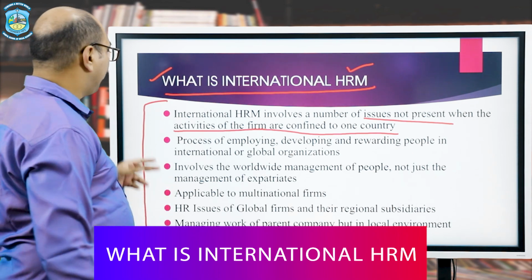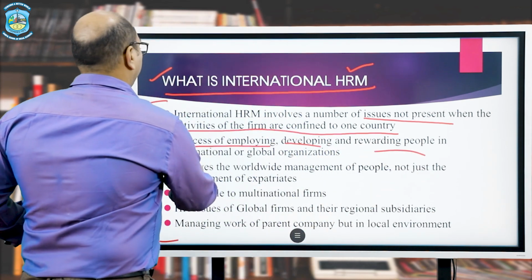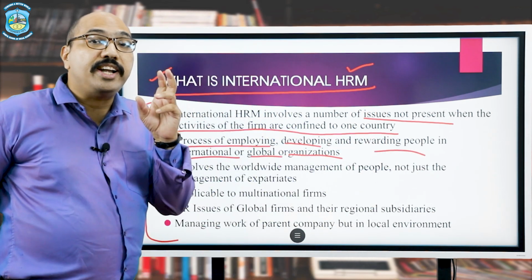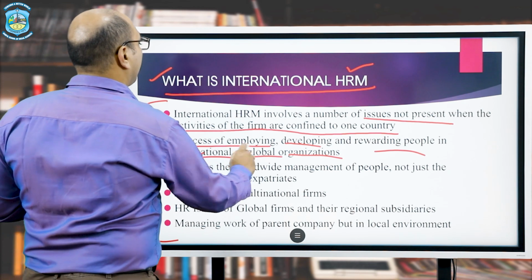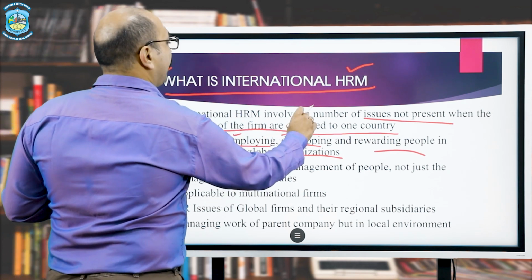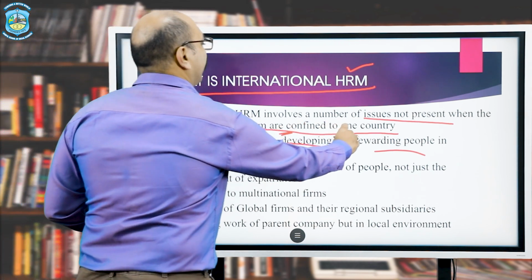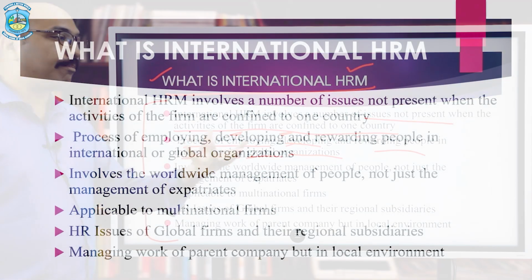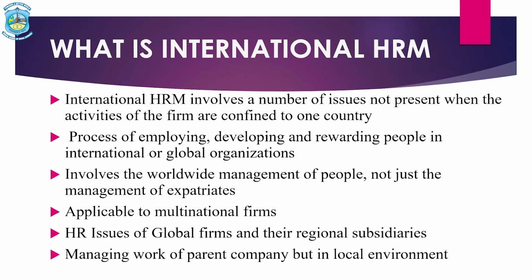So this is the first most important thing that we need to understand when we describe what is international human resources management. Second thing, the process of employing, developing and rewarding people in international or global organizations. International HRM deals with the process of employing people, deploying people, developing them and rewarding them. These are the 4 core components of HR. All these things in an international context for global organizations are precisely the point of study in international human resources management.